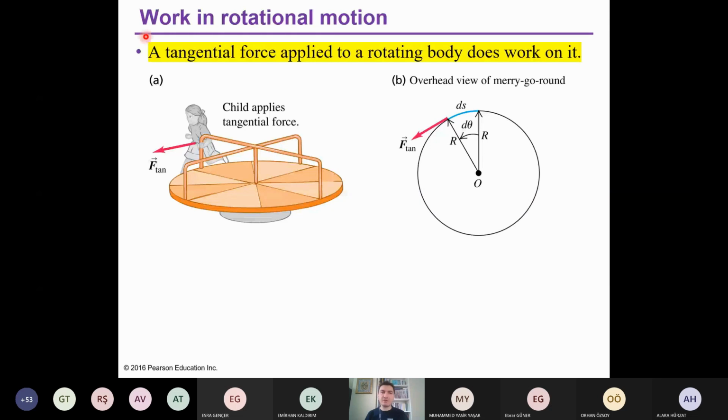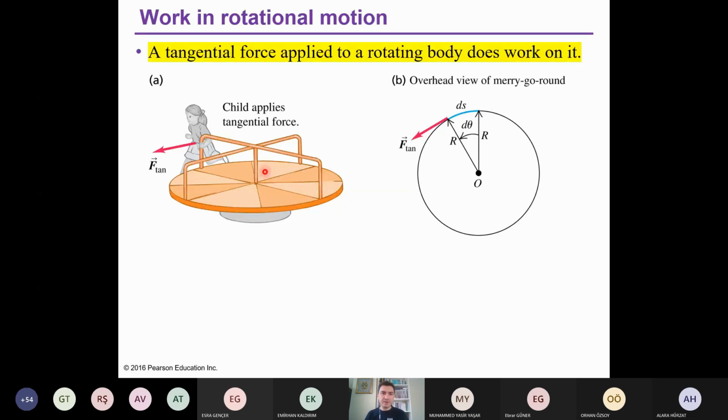And now we will continue with the work in rotational motion, and then we will continue with the power, and we will learn angular momentum. You have learned linear momentum in the past, and today we will learn the angular momentum. Finally, we will finish with the conservation of angular momentum, and we will also talk about gyroscopes, motion of gyroscope. So let me start with the work in rotational motion.